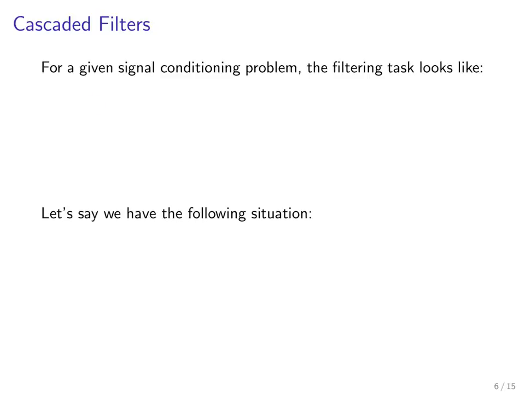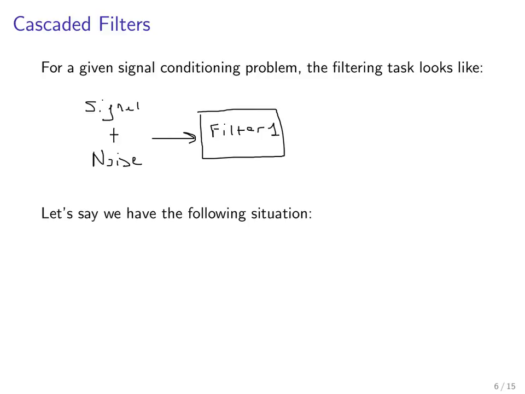You have your signal input plus your noise that you want to get rid of. You input them to some filter, say that that's filter 1, and now you're going to get filtered signal and filtered noise, and hopefully the filtered noise has a little less amplitude than it did on the left hand side.